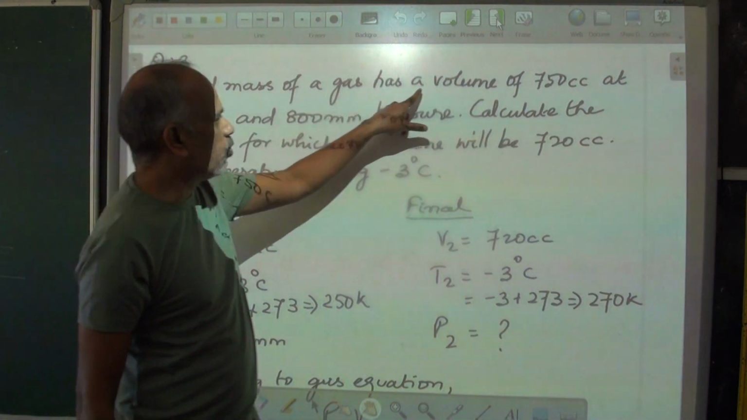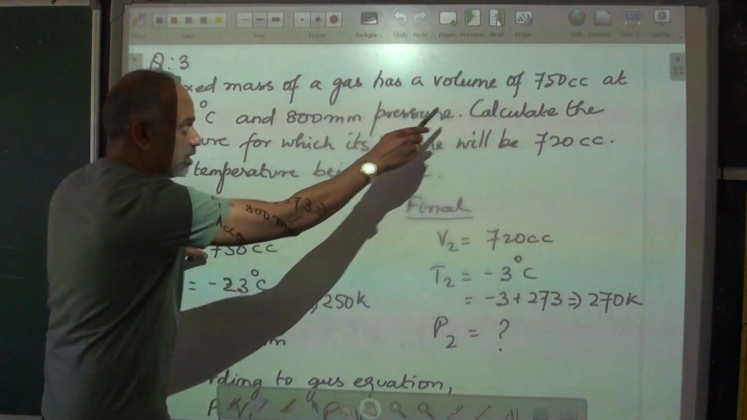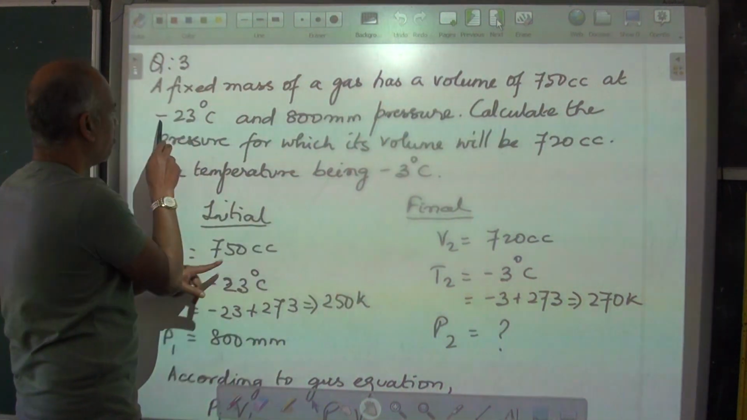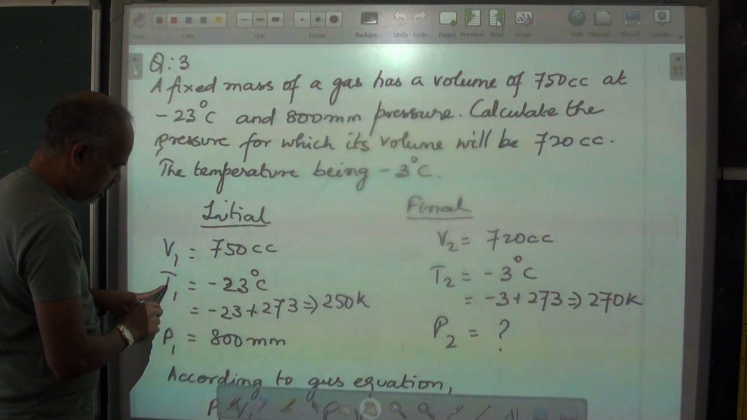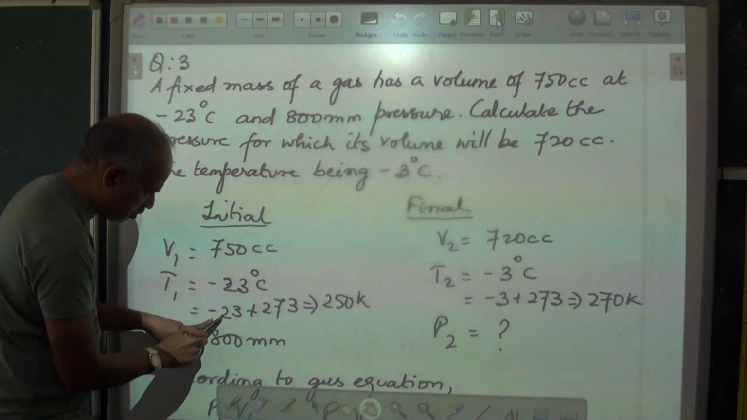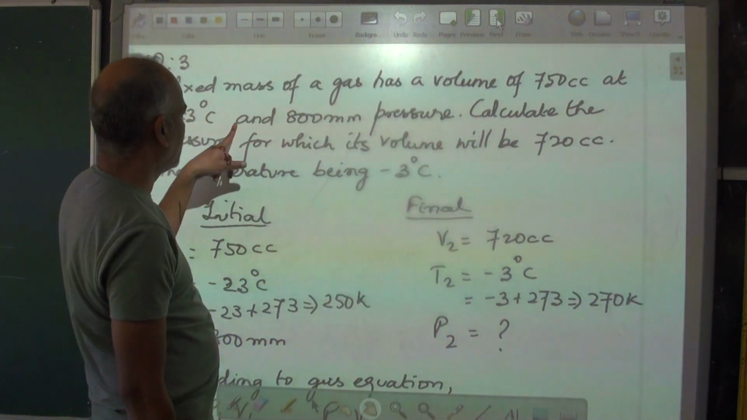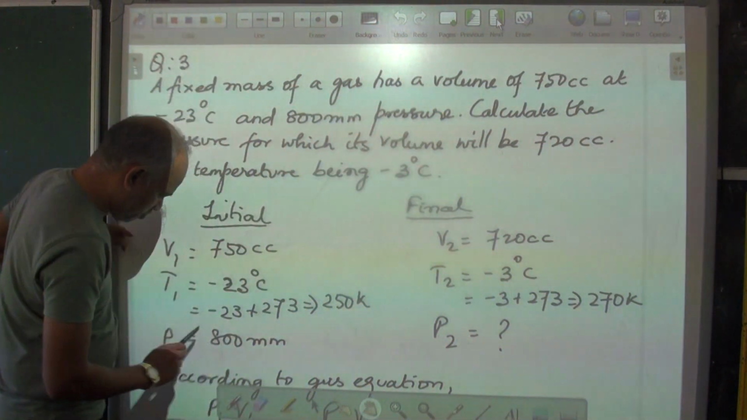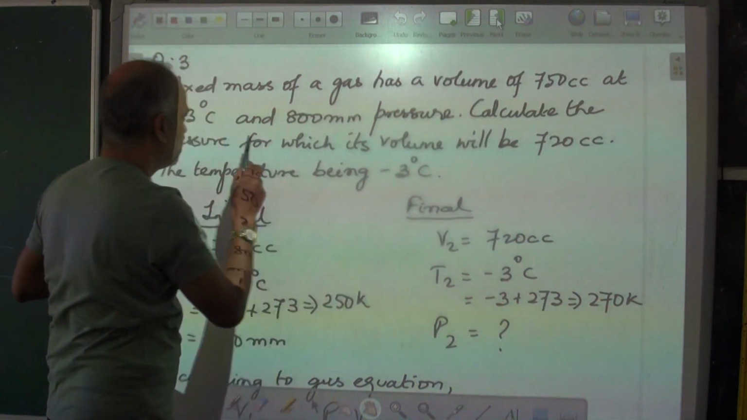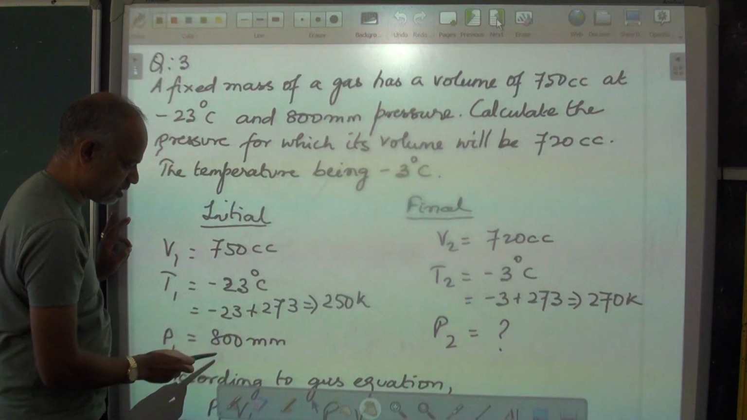Initially, the volume was 750 cc. So V1 is 750 cc. At minus 23 degrees Celsius, the initial temperature was minus 23 degrees Celsius. Change the Celsius to Kelvin. Minus 23 plus 273 will give you 250 Kelvin. And 800 millimeter pressure. Pressure initially was 800 millimeters. Three things you know: volume 750, temperature which I changed to 250 in Kelvin, and pressure 800 millimeters.